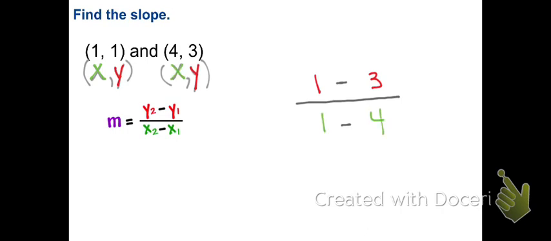1, 4. Now simplify. 1 minus 3 is negative 2. 1 minus 4 is negative 3. And can we simplify that some more? A negative divided by a negative is positive. So this is the same as 2/3, positive 2/3. And I can't simplify that fraction anymore.